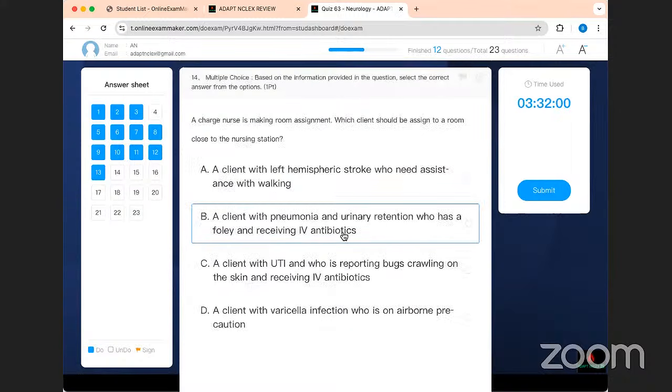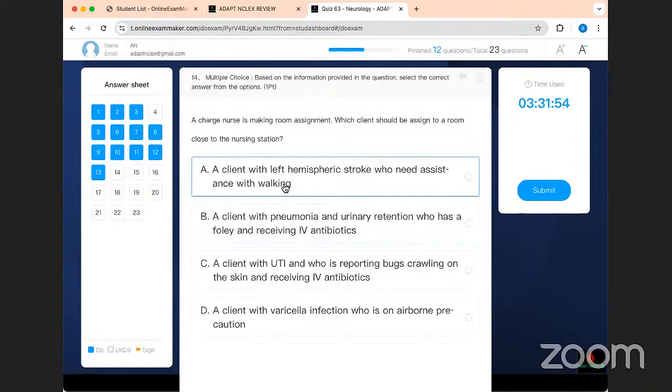A charge nurse is making room assignments. Which client should be assigned to a room close to the nursing station? Whenever you see this question, think about safety and somebody who can get sick quickly. The client has a left hemispheric stroke and needs assistance with walking.